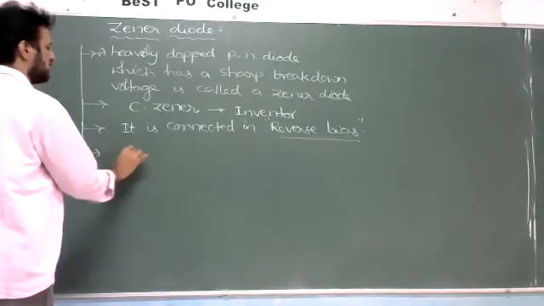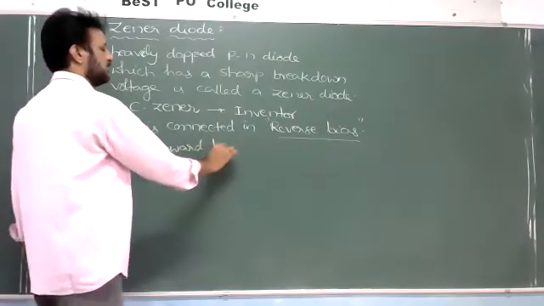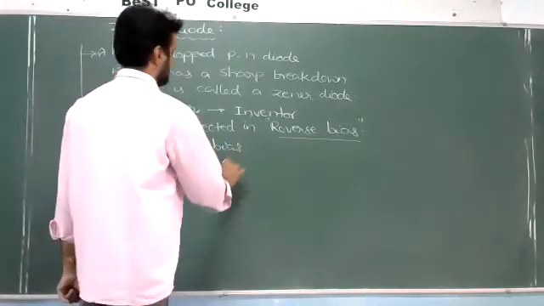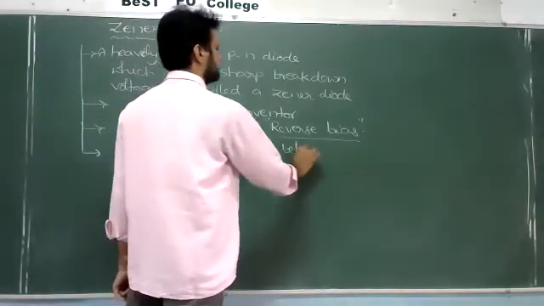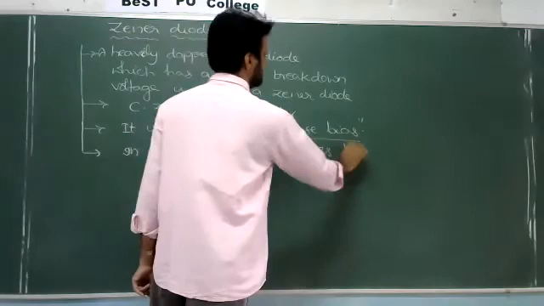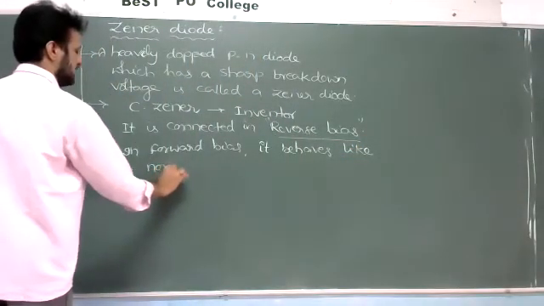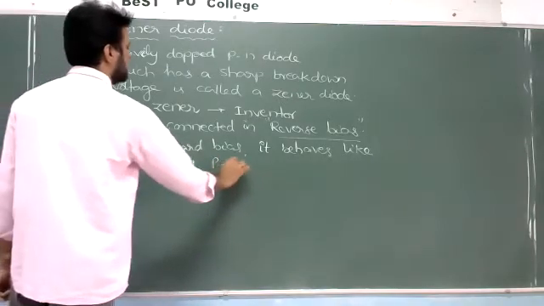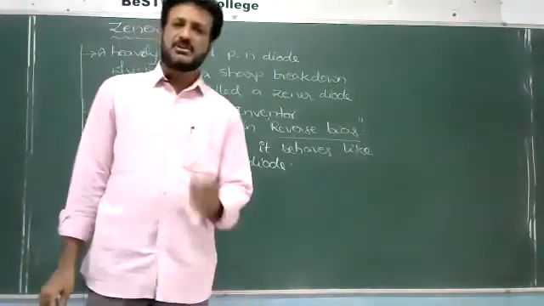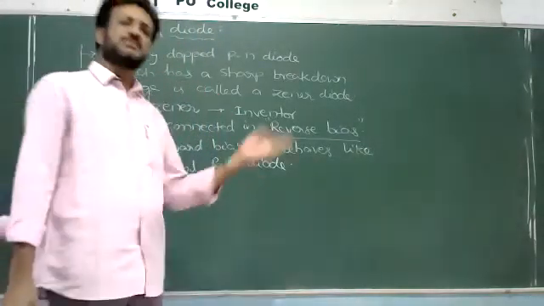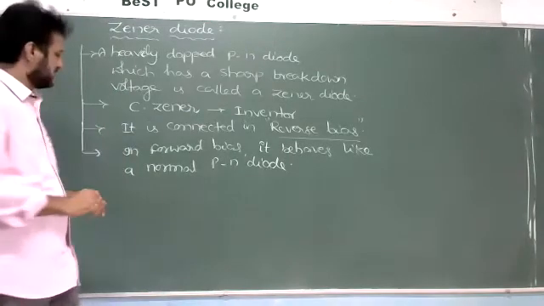In forward bias, what will happen? It behaves like a normal PN diode. Whatever the behavior of a normal PN junction diode, a Zener diode also behaves the same way. So there will be no difference.